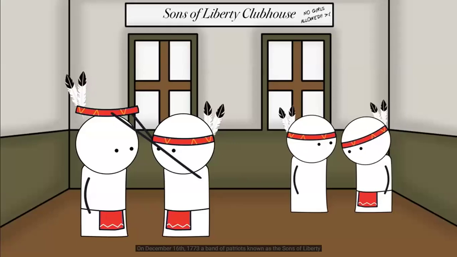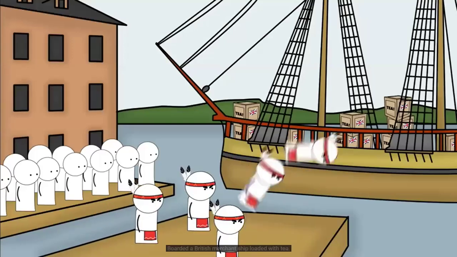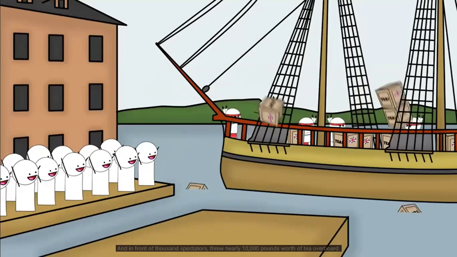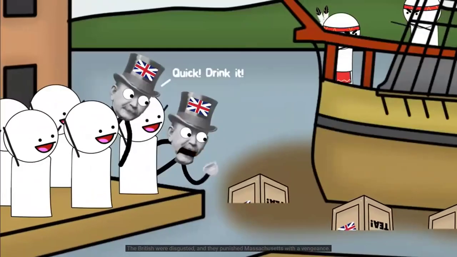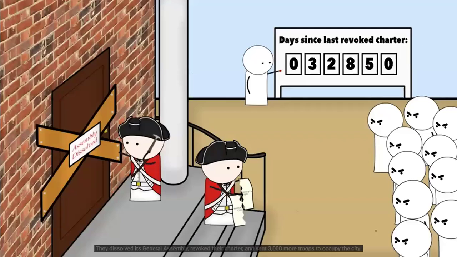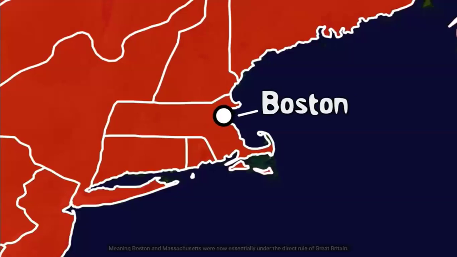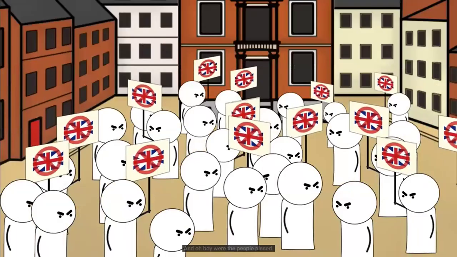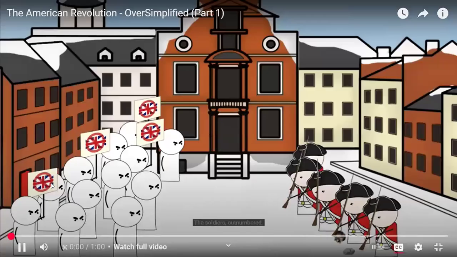On December 16, 1773, a band of patriots known as the Sons of Liberty disguised themselves as Native Americans, marched down to Boston Harbor, boarded a British merchant ship loaded with tea, and in front of thousands of spectators, threw nearly 10,000 pounds worth of tea overboard. The British were disgusted, and they punished Massachusetts with a vengeance. They dissolved its General Assembly, revoked their charter, and sent 3,000 more troops to occupy the city, meaning Boston and Massachusetts were now essentially under the direct rule of Great Britain. And oh boy, were the people pissed. The other colonies saw what was happening and panicked.